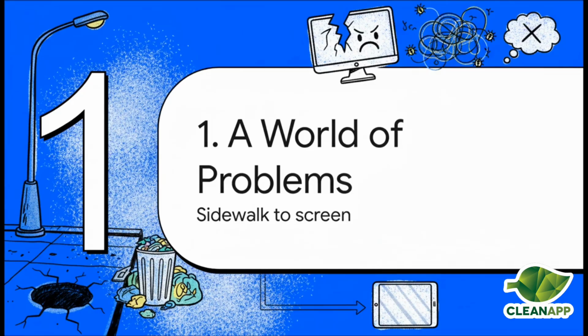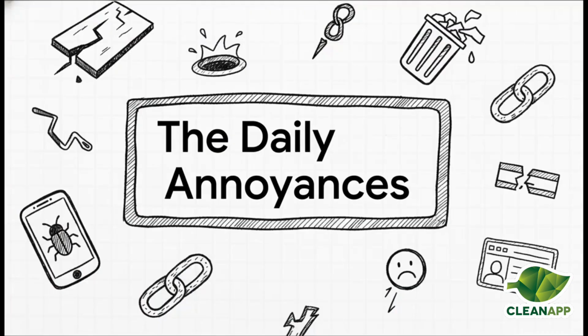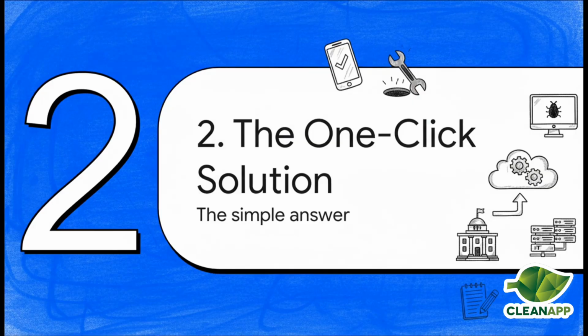Okay, so first, let's just get on the same page about how big this is. Think about your daily life, both in the real world and online. It's just filled with these little nagging problems that most of the time nobody ever reports. Those cracked sidewalks that you almost trip over, potholes that feel like craters, and of course the litter that just makes a nice park look not so nice. And then there's our digital world, which is a whole other story, right? App bugs, broken links, user experiences that just make you want to throw your phone. It's constant. So what if there was like an easy button for all of this stuff?